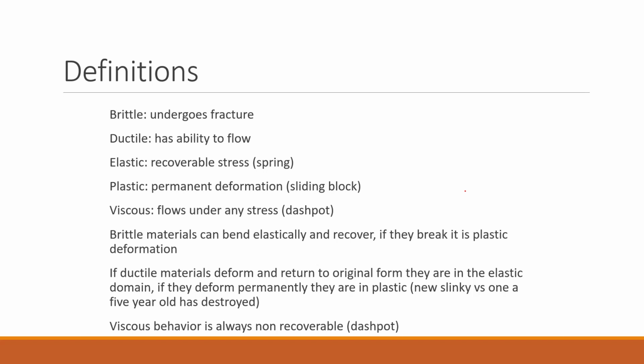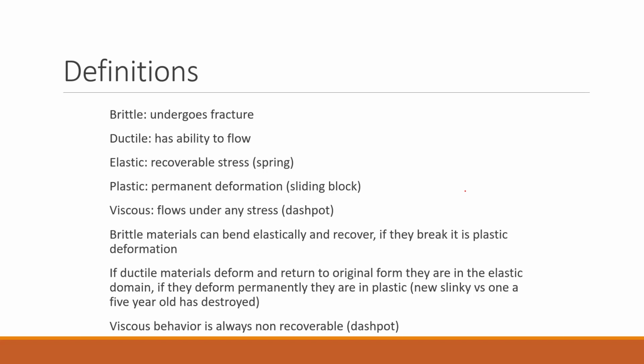If ductile materials deform and they return to their original form, that's in the elastic. Ductile materials, however, tend to behave more viscously, and so that means they're more in the plastic, and they can't be recovered. The best example is a brand new slinky: you pull it apart and it will go right back. That would be in the elastic domain. If you have a slinky that your 5-year-old cousins have been fighting over, it's never going to go back to its original shape. That would be the plastic.